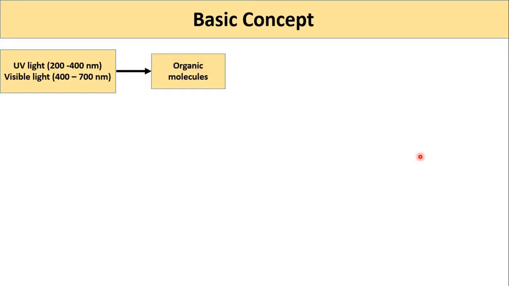In the ultraviolet or visible region, the light is of 200 to 400 nanometer, that is UV light, and 400 to 700 nanometer, that is visible light. Now in a test tube, if we have organic molecules and we put UV or visible light on these organic molecules, what kind of interaction do we get? The interaction is generally electronic transitions.